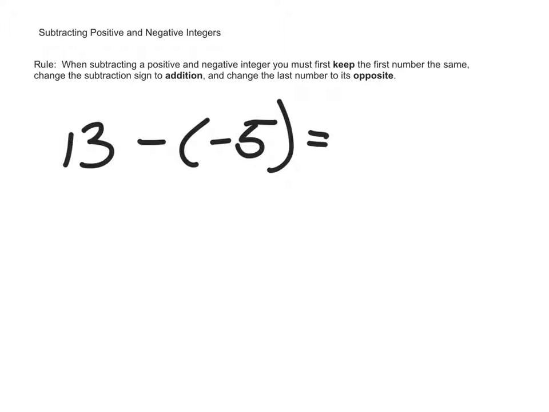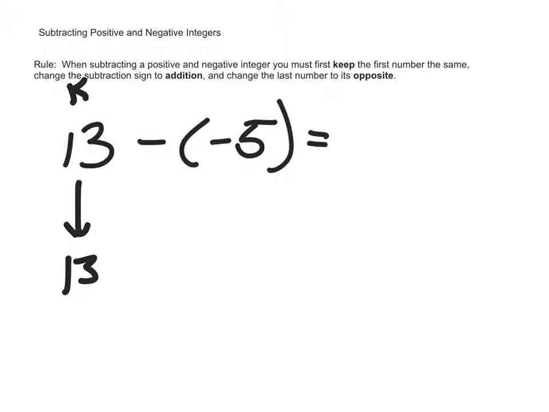Let's look at our first example. The example below states 13 minus negative 5 equals. So how do we solve this? So remember what we said before. The first thing we want to do is keep the first number the same. So I'm going to put a K above the 13 to remind me to keep it, and then just write it down here. So we have 13.